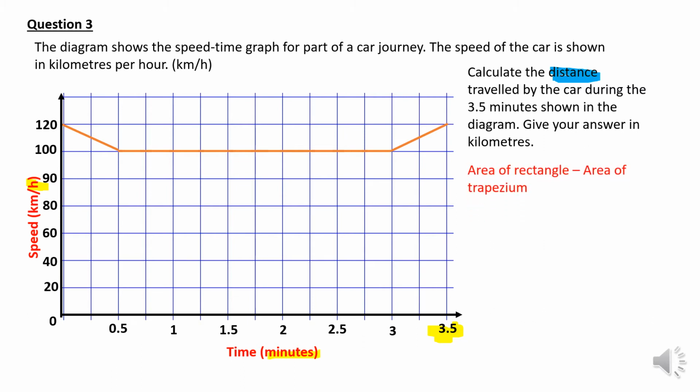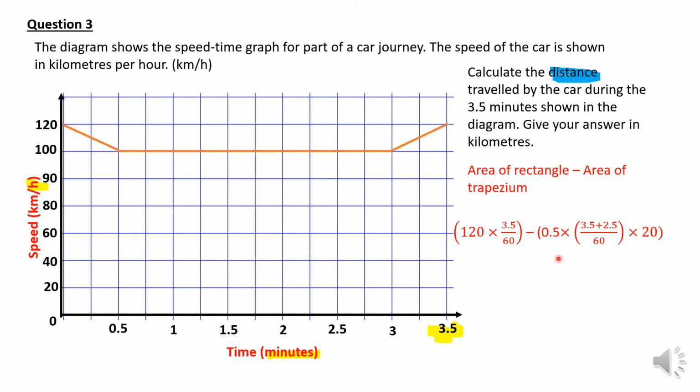Okay, so that first part that I was doing, now this particular slide, I'm just going to show you roughly how to get to the answer, the 3.5. So I'm taking the area of the rectangle, which was the whole area from here up to here, 3.5 over 60, because it has to be in hours, all right, times the 120, so the whole rectangle. Then I subtract the area of the trapezium.